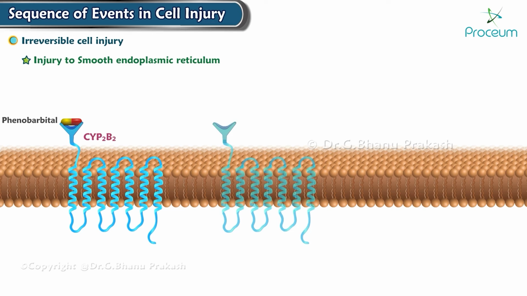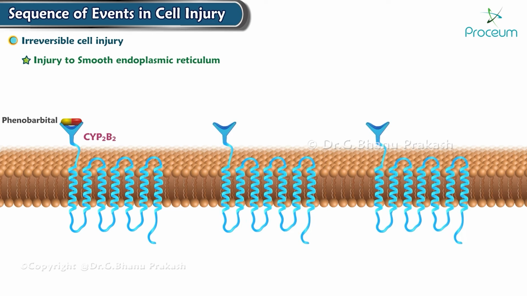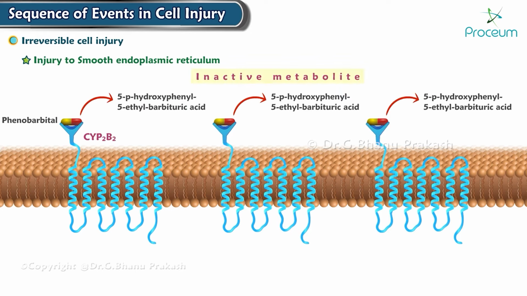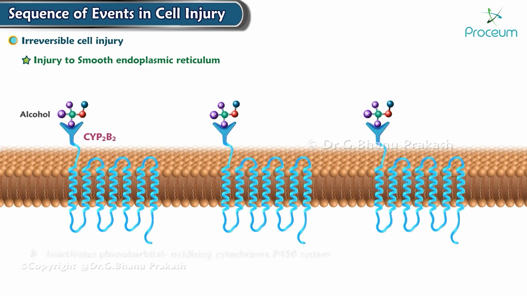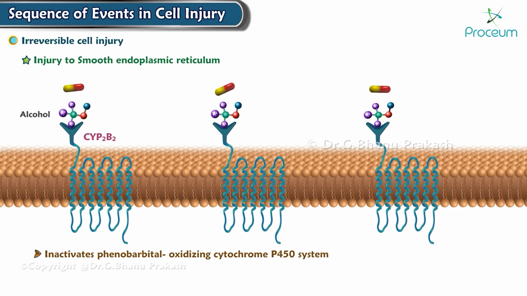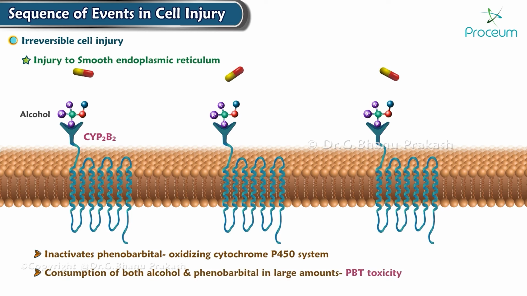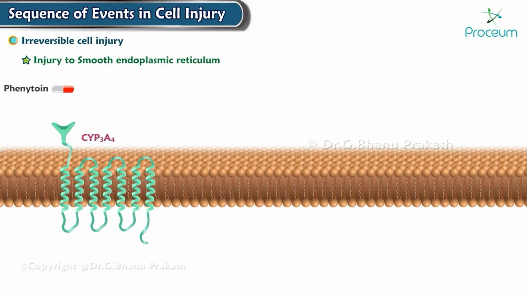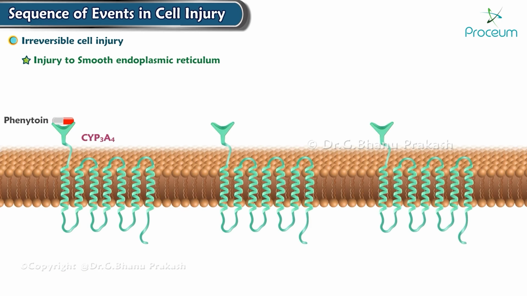Phenobarbital increases the synthesis of CYP2B2 isoenzyme, converting it to an inactive metabolite. Alcohol inactivates the phenobarbital oxidizing cytochrome P450 system. Hence, consumption of both alcohol and phenobarbital in large amounts leads to phenobarbital toxicity. Phenytoin increases the synthesis of CYP3A4, which speeds up the metabolism of phenytoin.